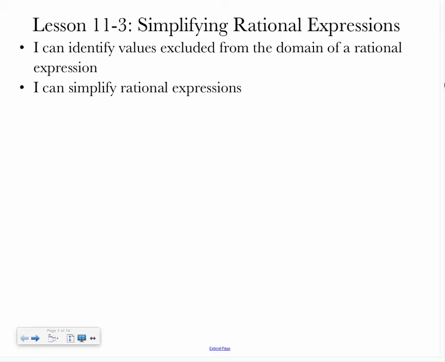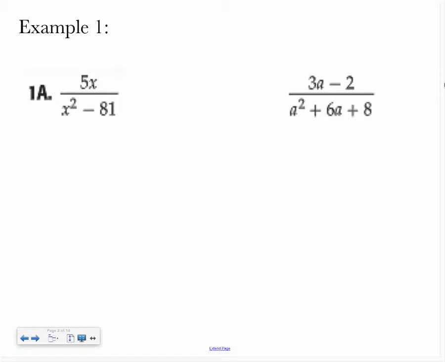Hello class, welcome to lesson 11.3, which is all about simplifying rational expressions. By the end of this lesson, you should be able to identify values that are excluded from the domain of a rational expression, as well as simplify rational expressions. Let's take a look at our first example.